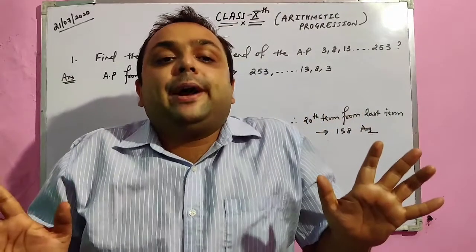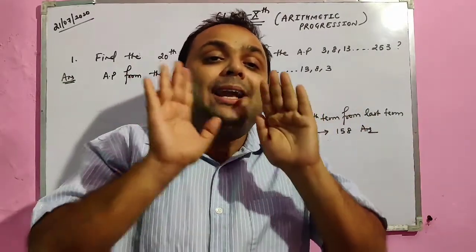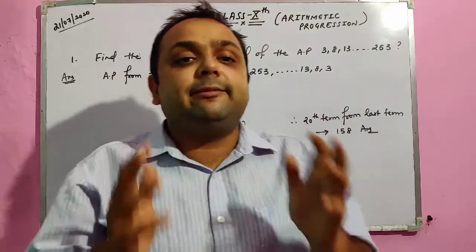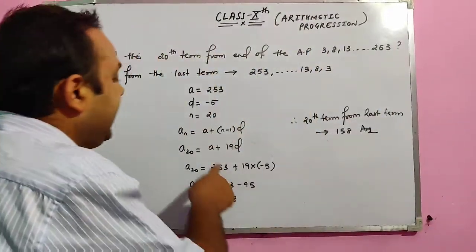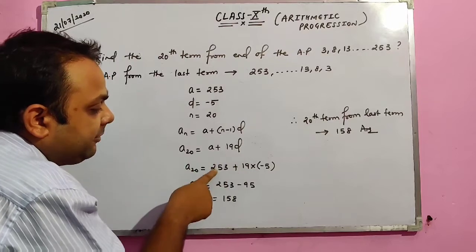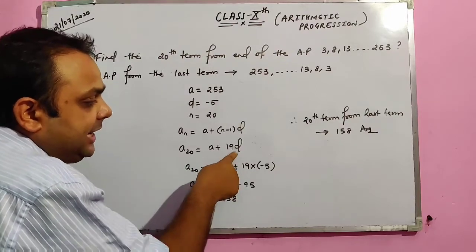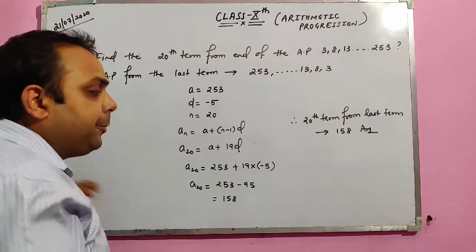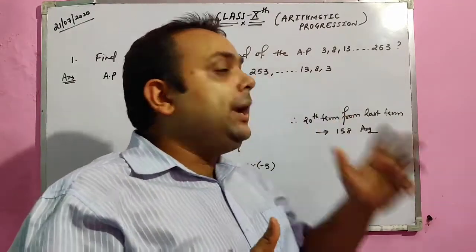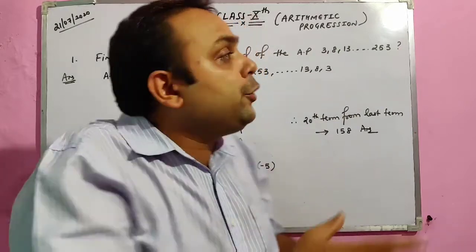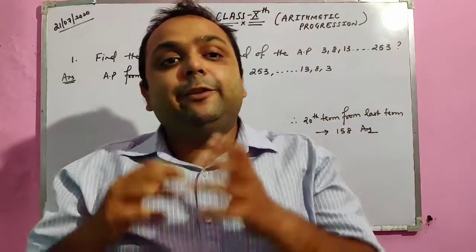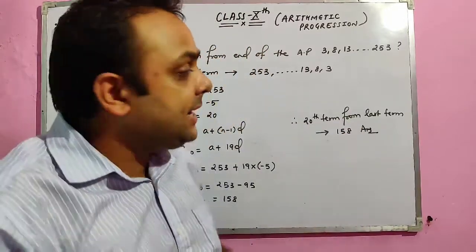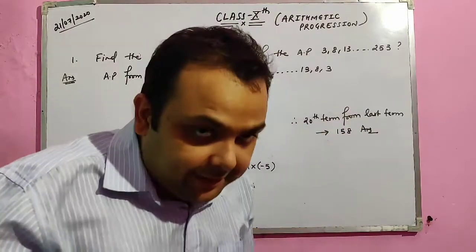Any term you need to find out, you just make it one less in terms of d. That is, a72 is a + 71d. So this is a + 19d. Applying the value of a as 253, d as minus 5, calculating, we get the answer a20 is 158. Now if you write all the terms of this AP and see the 20th term from the last, the value that you will get is 158.